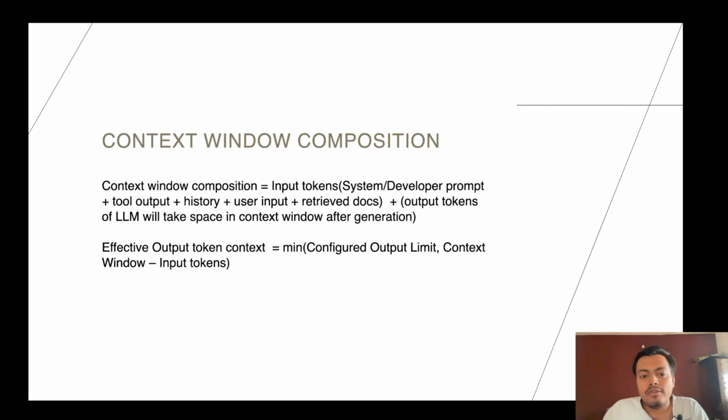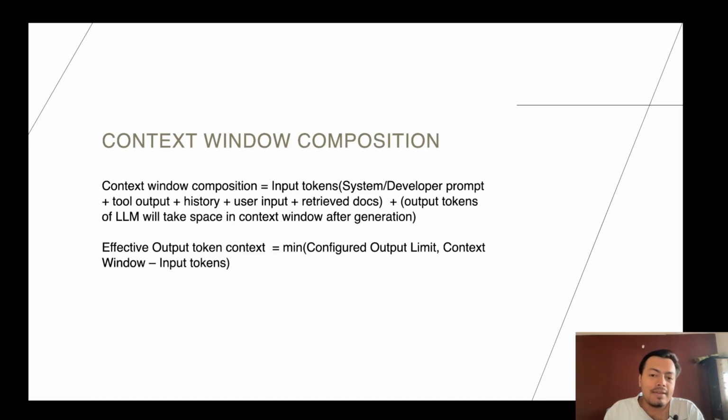So let's understand what this context window is made of. It's made of input tokens plus output tokens. Before generation, it is our user input, the system and developer prompts which we have set as per our use case, the outputs of our tools, our history, and our retrieved documents from the VectorDB. And after generation, the output tokens also take space in this context window. So it's a composition of input tokens plus output tokens.